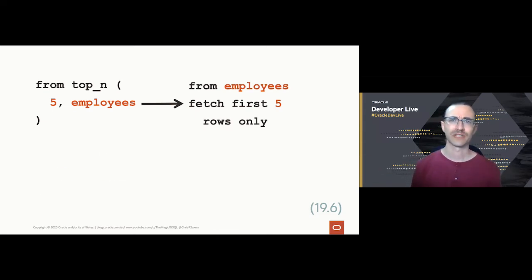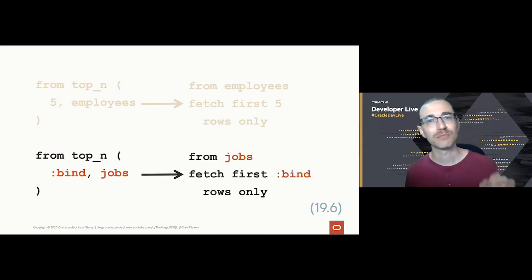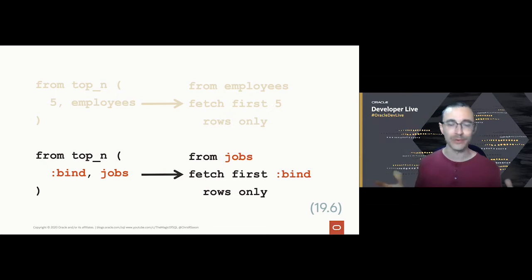What if we want to do something different? We just heard Connor talking about the importance and brilliance of bind variables. We want to use a bind variable for the number of rows. So we pass a bind and the jobs table. We're going to select from the jobs table, and what we're going to get is fetch first bind rows only. So this is exactly what the SQL statement is going to be. We don't peek at that bind variable and go, oh, it's 2, we'll put 2 in there. No, it is still a bind variable in your final SQL statement. The same applies if we pass a function instead.